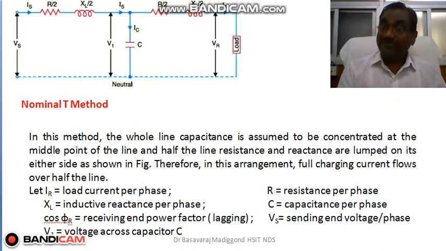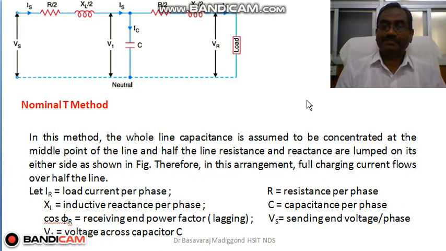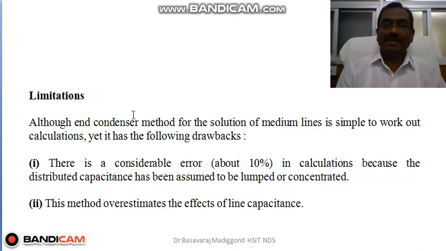Then why are we not preferring end condenser method? Let us see the limitations of end condenser method. Although end condenser method for the solution of medium lines is simple to work out, yet it has some drawbacks, limitations.